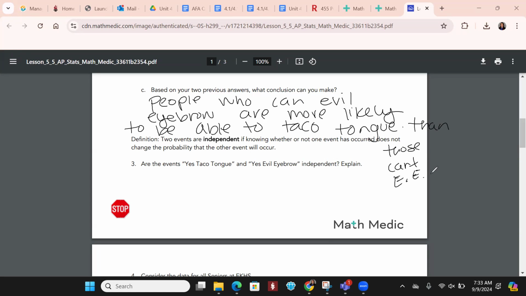Okay, so independence is if knowing whether or not one event has occurred does not change the probability of the other event occurring. Okay, this is really important. You have to know this. So if knowing whether or not one event has occurred does not change the probability that the other event will occur. So are the events yes, taco tongue, and yes, evil eyebrow independent?